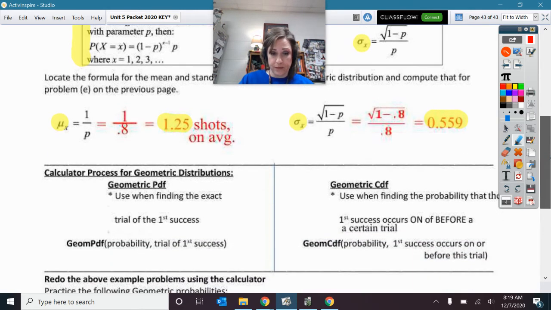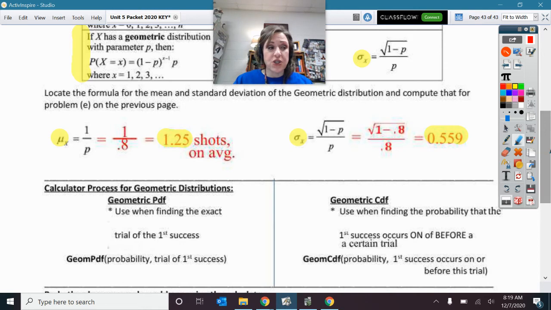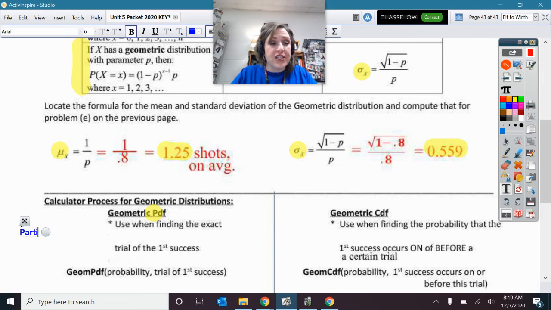All right, now the next thing I want to do is teach you how to do some computing of this in a more succinct fashion on your calculator. And I think that this might have gotten a little bit mixed up whenever it printed off on your packet. So this thing called geometric PDF is what you are doing when you are getting a particular place for the first success. Okay, so that's when they say, I want that first success to be on the fifth shot. So then I'll show you where this is in your calculator.